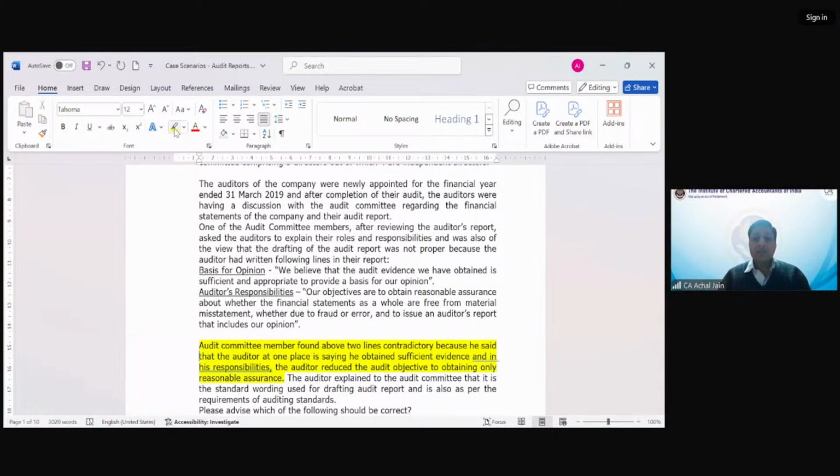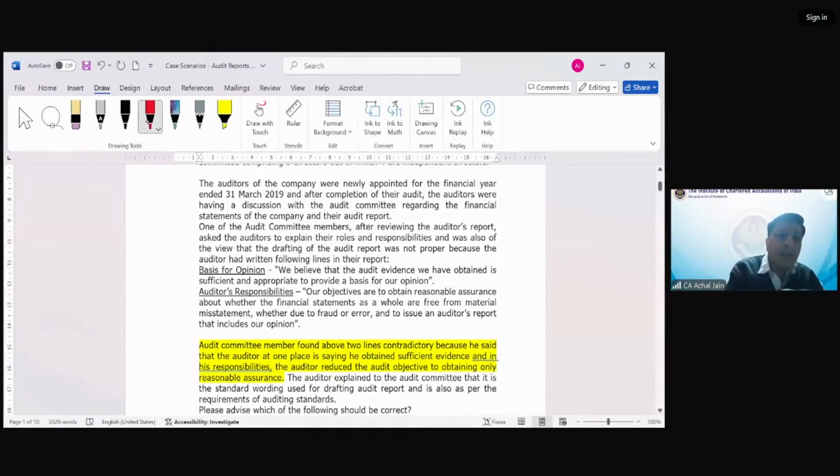For this, the auditor explained to the audit committee that it is the standard wording used for drafting the audit report, and this is also in line with the requirements of the auditing standards. Now there's a concern from those charged with governance. Audit committee means those charged with governance. They have raised a very, very valid point. Now this is for you to look at because you need to comment on this. They have a very valid argument.